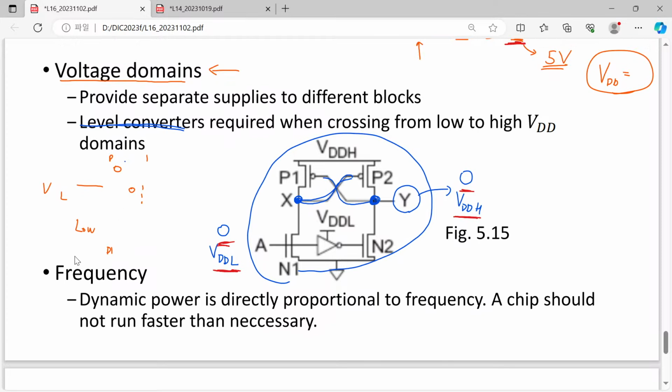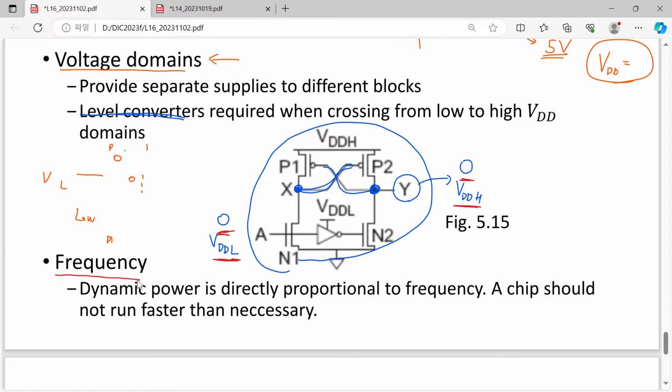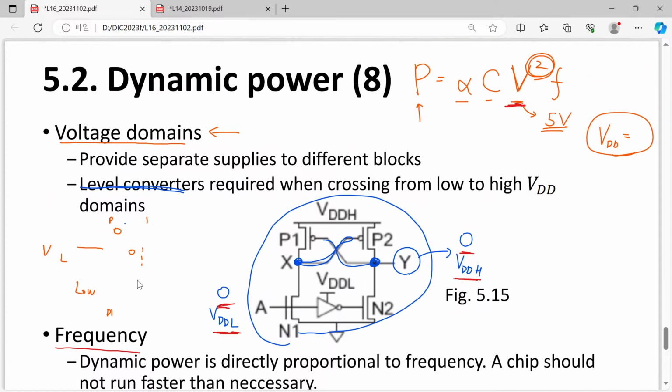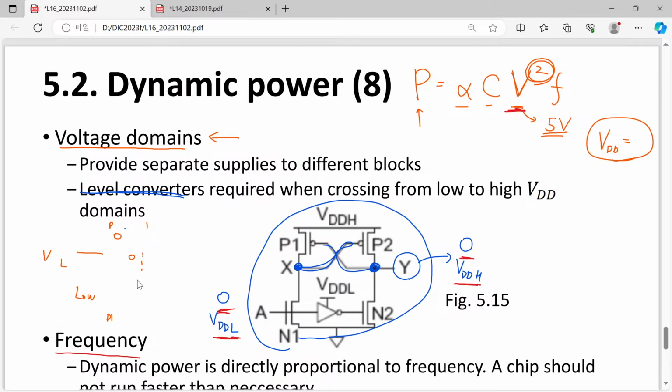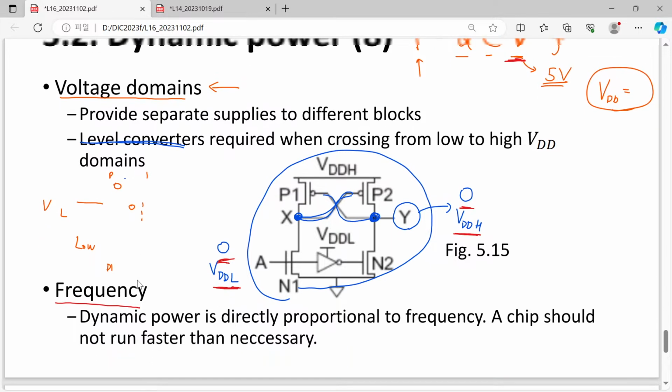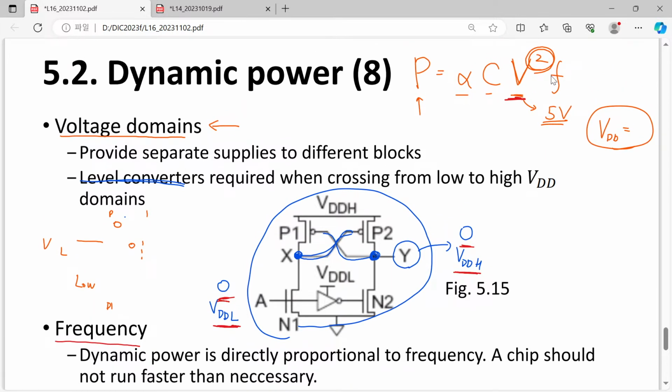Okay, so finally I wanted to talk about frequency. In the case of frequency, it is difficult to reduce it. When you say, oh, I will use a lower frequency, for example 10% lower, it means that you are just saying that I'm done and I failed in the competition against my competitor. So it is not that easy to reduce the operating frequency.